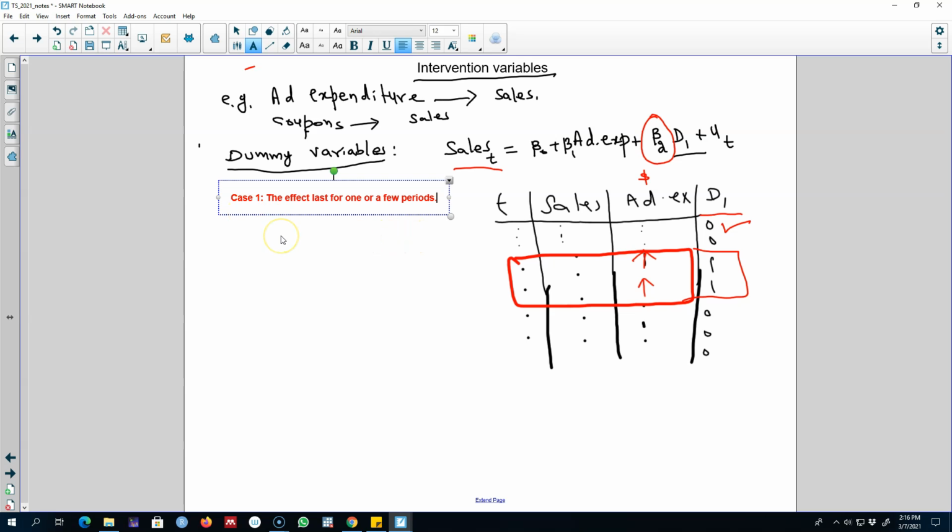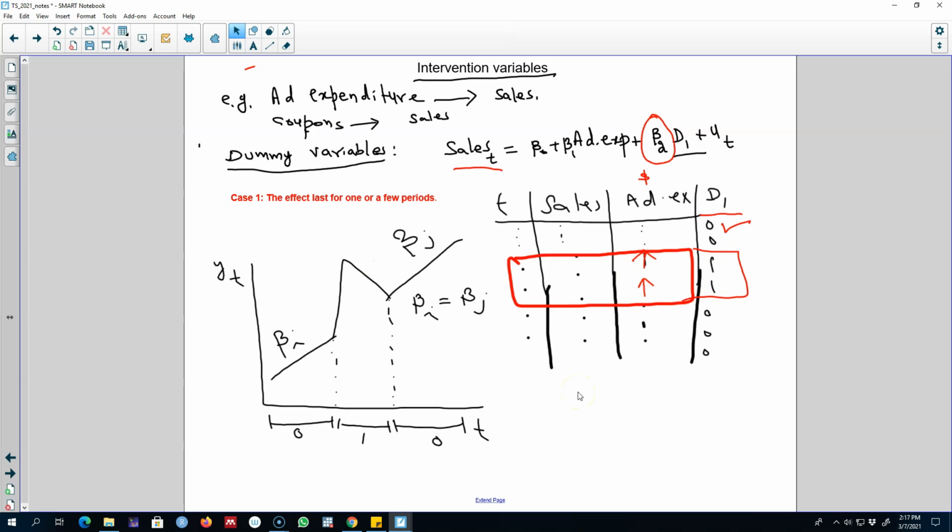The first case is if the intervention lasts only for one period or only a few periods. This is the example that I talked about in the previous video, where our ad expenditures went up only for a few periods. Looking visually, the effect will look something like this. We have our yt variable and we are plotting this variable against time, and we see that our variable was having a slope of beta i, and then suddenly we intervene in the market. For example, this is a period of time where our ad expenditures went up, and suddenly we saw that the value of the sales variable went up as well. Then the increase in the ad expenditures lasted until this period, and then our sales went back to our normal sales, and we are on the normal trajectory.